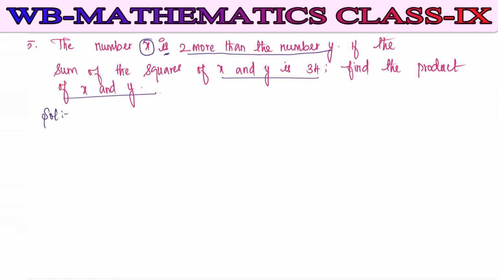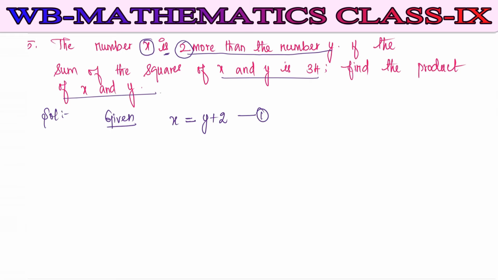Solution: given the number x, in the place of "is" I am going to put an equal to sign. x is 2 more than the number y. So "2 more than" means you just need to add here, so you will get y plus 2. So x is going to be 2 more than y. This is equation 1.